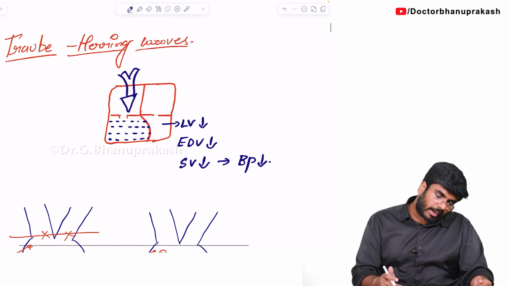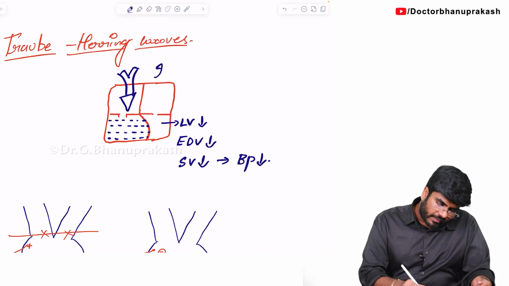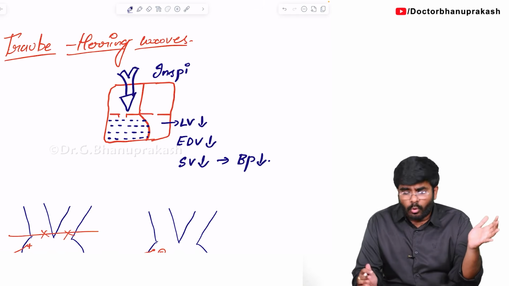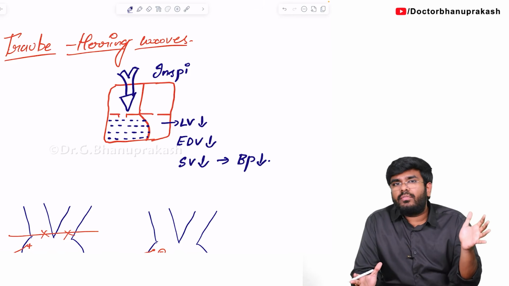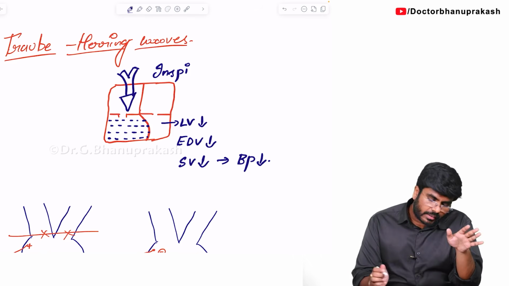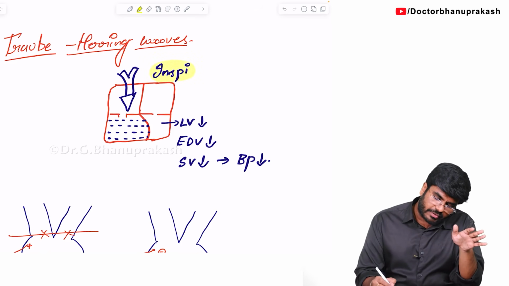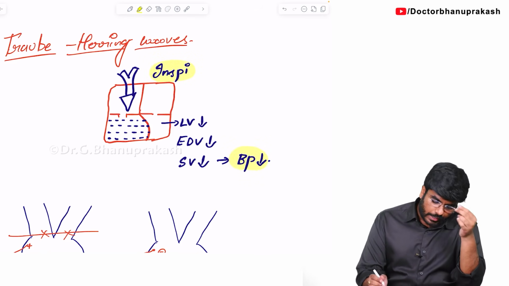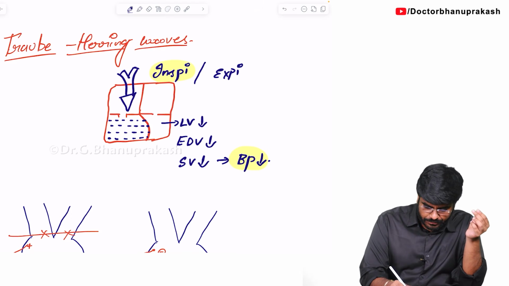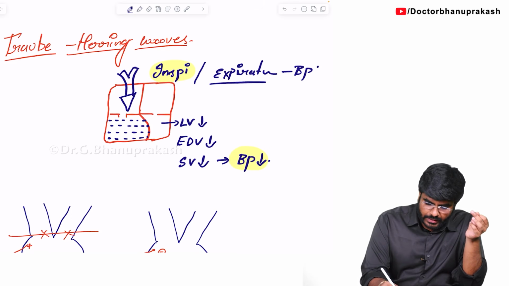Okay. So what I am trying to say, during the time of inspiration, what is happening? During inspiration, more venous return to the heart. So more right ventricular filling, which is going to cause the displacement of the interventricular septum. So always remember, during inspiration, your BP actually decreases. And during expiration, what will happen? Exactly opposite. During expiration, your BP will increase.